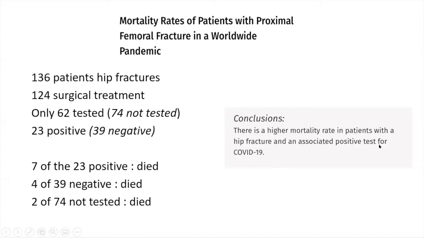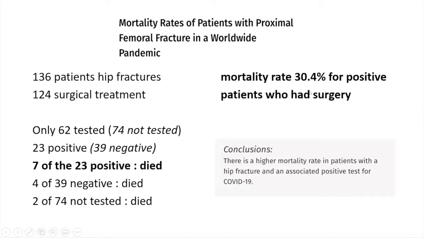Now you look at that data and you say, really? 7 of 23, 4 of 39, 2 of 74. Where did they come up with this? Well, they used a single data sheet. They used 7 out of 23, giving a mortality rate of over 30% for patients with a positive test who had surgery.